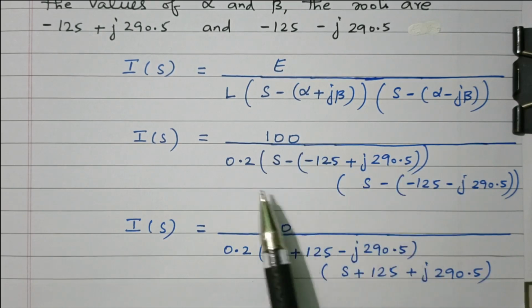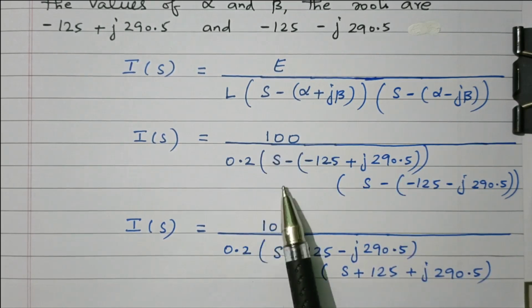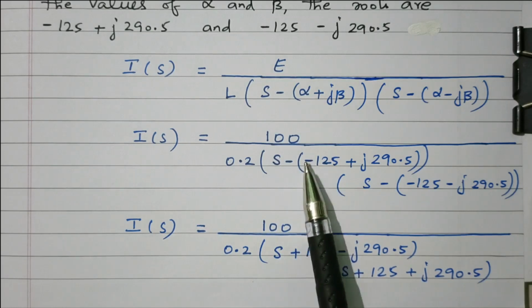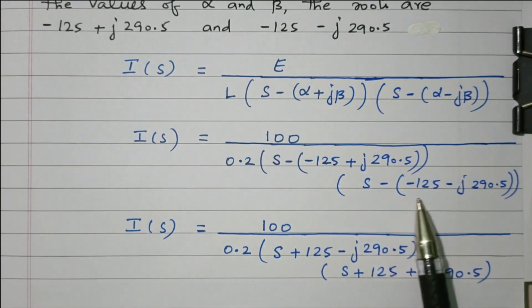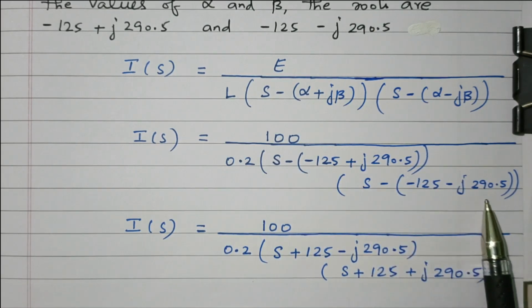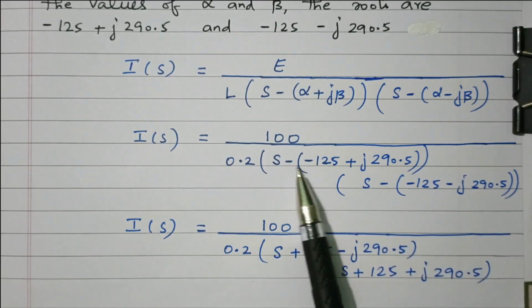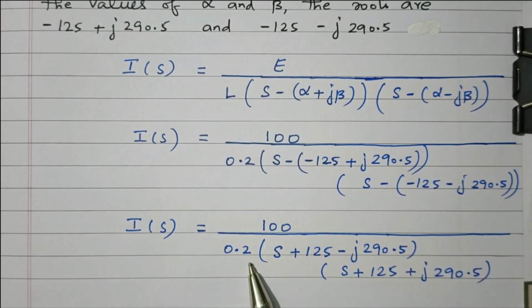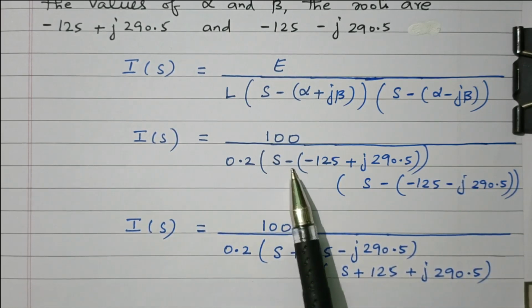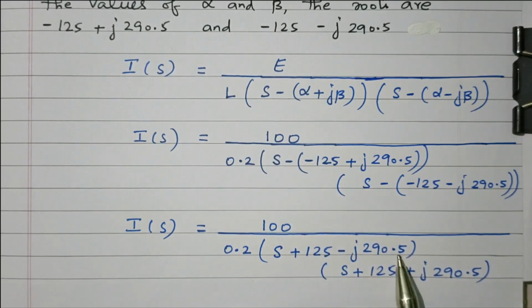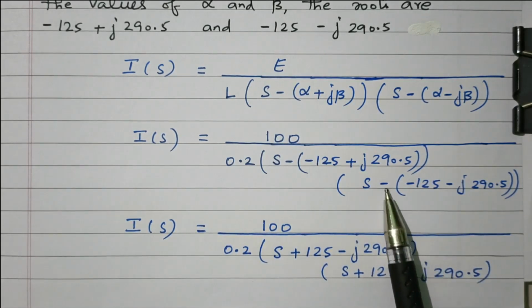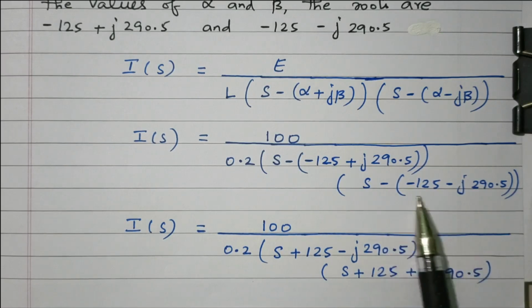Now we can substitute this value. E is 100, L value is 0.2, S minus of minus 125 plus j 290.5 into S minus of minus 125 minus j 290.5. Now we can multiply this negative inside. So 0.2 into S plus 125, minus minus becomes plus, minus plus becomes minus, minus j 290.5. Similarly S plus 125 plus j 290.5. Here minus with minus also becomes plus. Now we'll go for the further simplification.